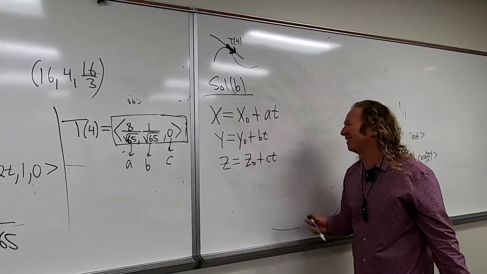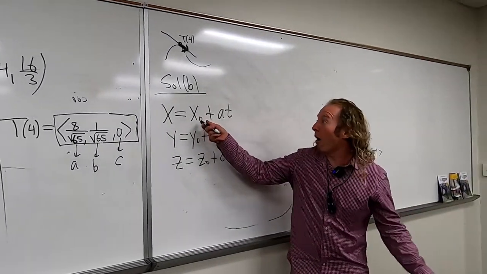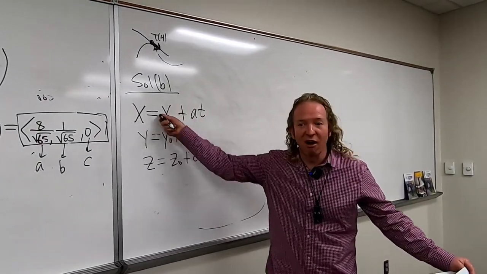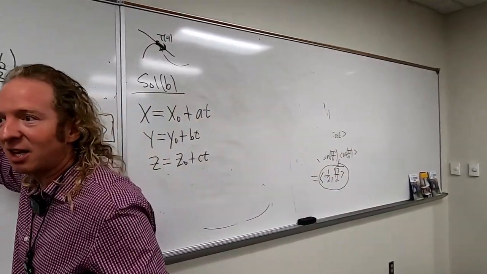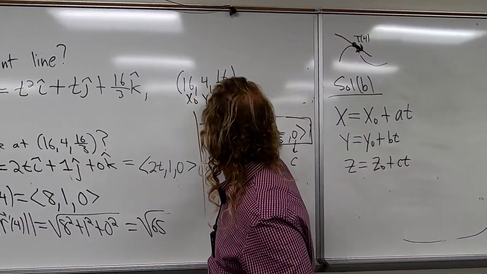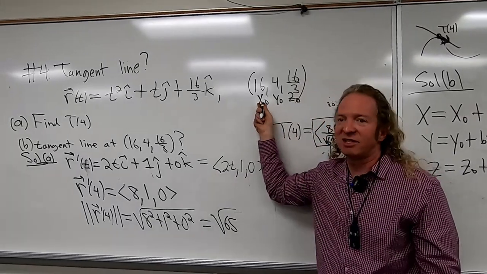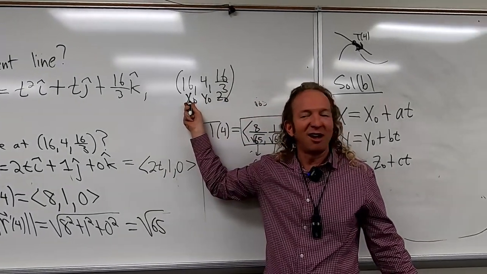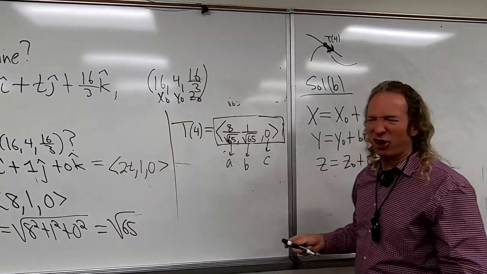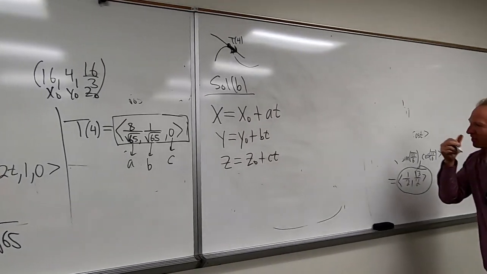Okay. So these are the numbers here: x0, y0, z0. What's another way to say this? Instead of x sub 0, how do you say it? X naught. That's how physics people say it.